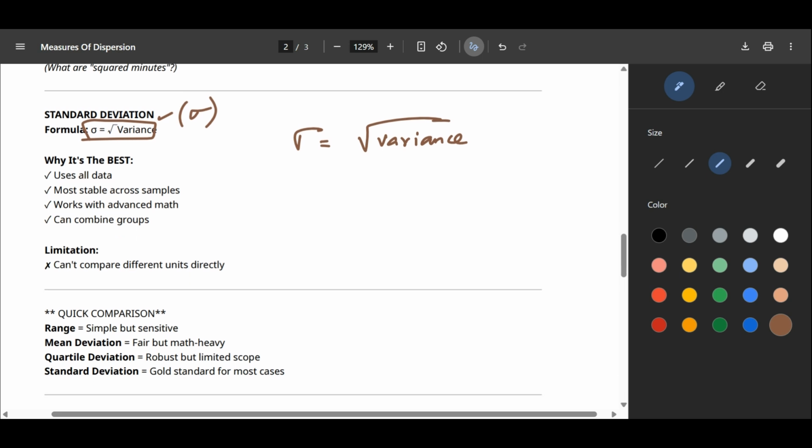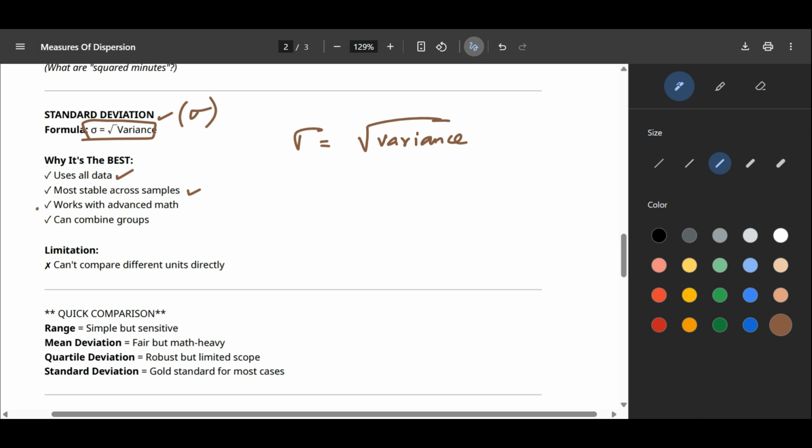now coming to the advantages of standard deviation, the VIP treatment. First, rigidly defined and based on all observations. It's precise and uses all the data. Okay, first. Second, it's least affected by sampling fluctuations. This is a superpower. If you take multiple samples from the same population, the standard deviation will jump around much less than the range or other measures. It's a stable, reliable estimate, right?